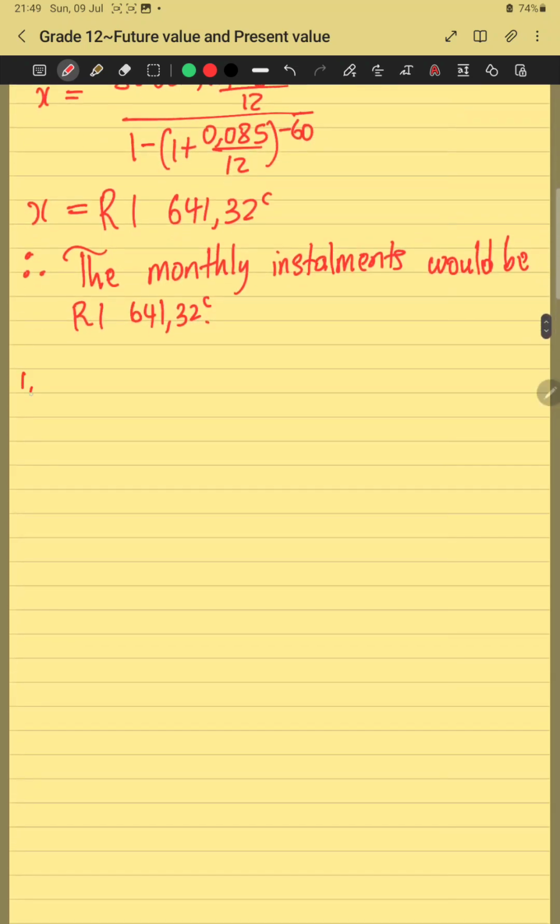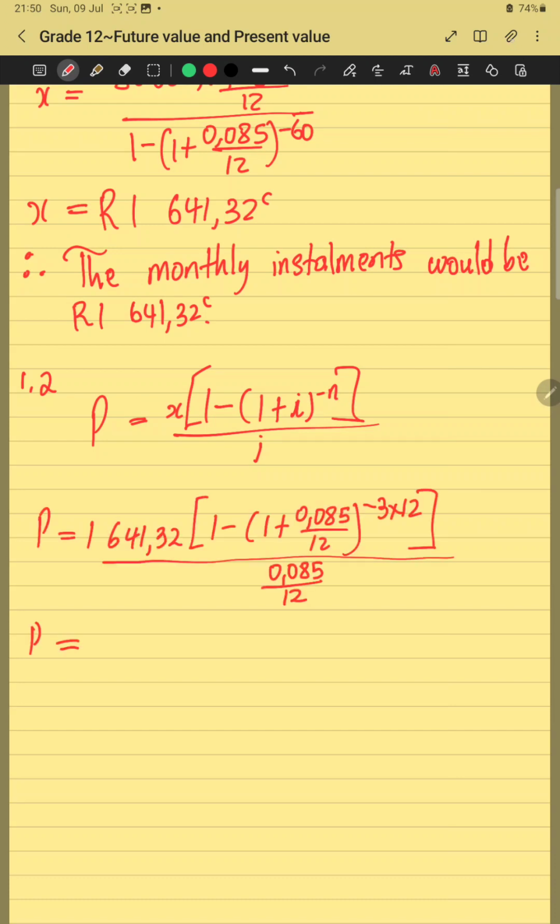We're going to use the same formula from 1.2, and then we substitute. Remember, in the place of X, I'm going to put this amount here, that 1,641 rand. Then now we're working for 3 years. This is our substitution.